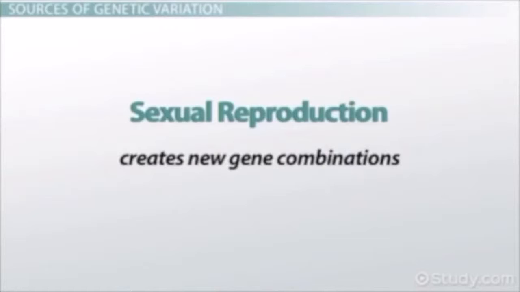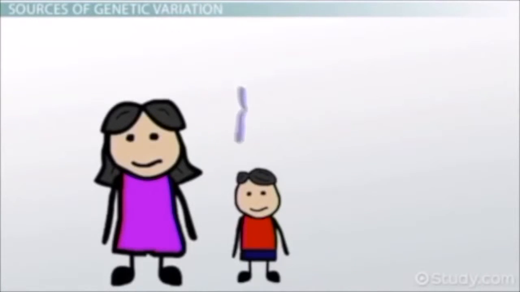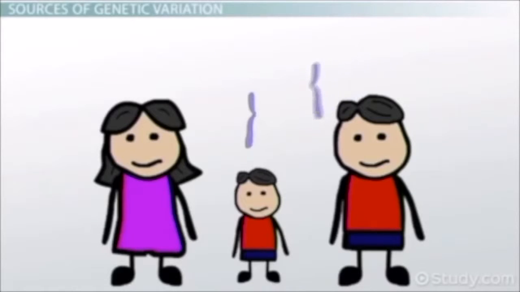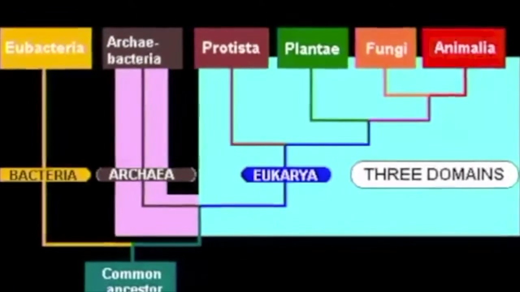sexual reproduction creates new gene combinations, leading to genetic diversity. Half and half genes from your parents create a giant number of possible genetic combinations. This is done through crossing over during sexual reproduction.